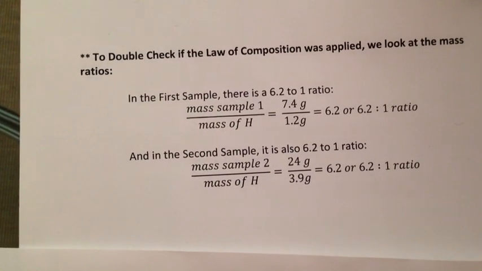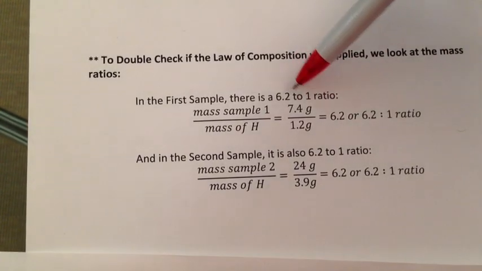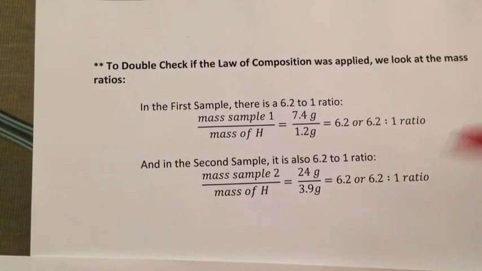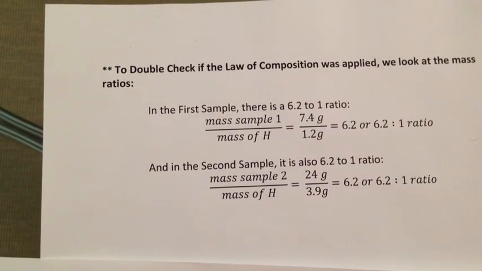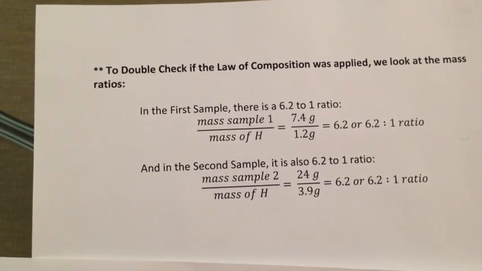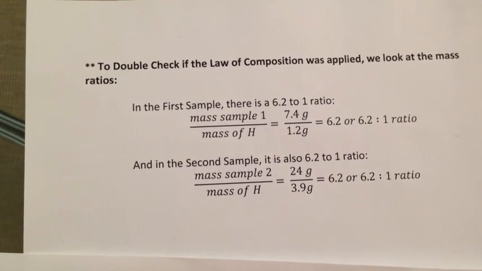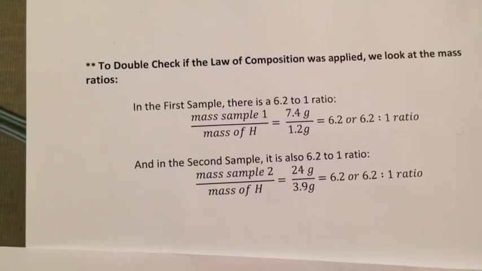Now, to double check if the law of constant composition was applied, we look at the mass ratios. In the first sample, there is a 6.2 to 1 ratio, and in the second sample, it is also a 6.2 to 1 ratio. Since the ratios are the same for the two samples, these results are consistent with the law of constant composition. In other words, it does not matter how much of this compound we have. A certain set fraction of the mass will always be due to the hydrogen in this sample.